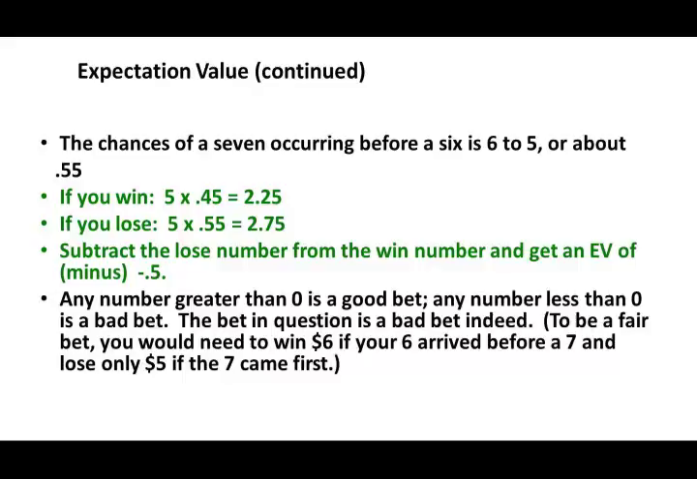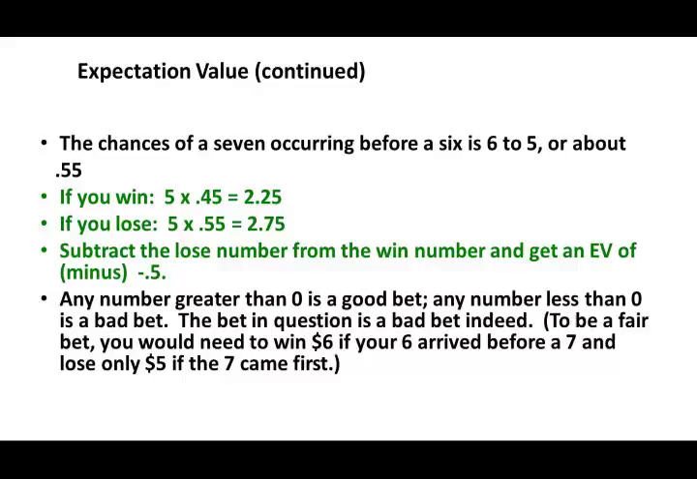So if you win $5, which is great, but what are the odds that you'll win it? Well, it's just under half. It's a 45% chance that you'll win it. Your odds are 0.45. Your expected payout then is $2.25.